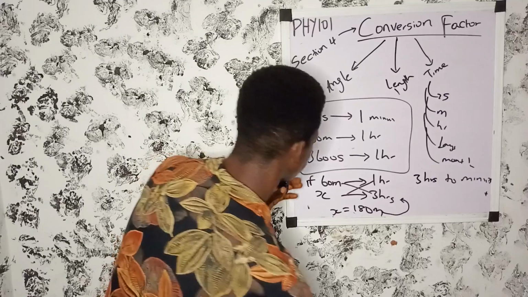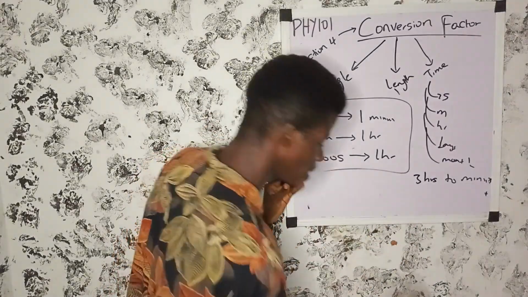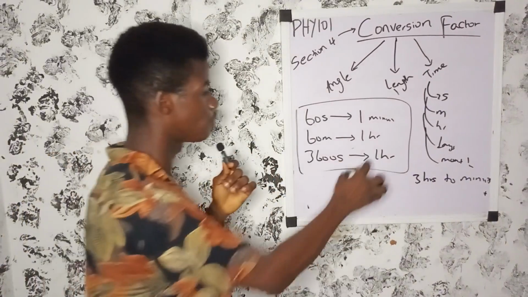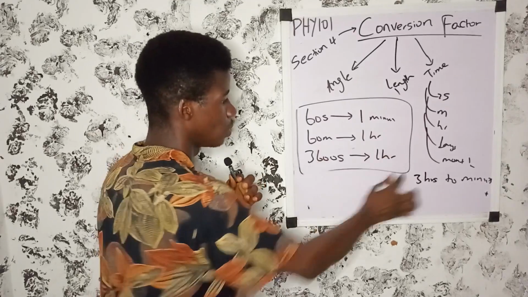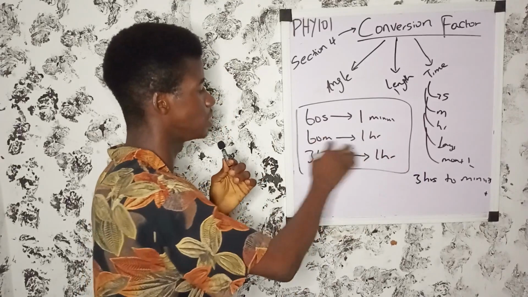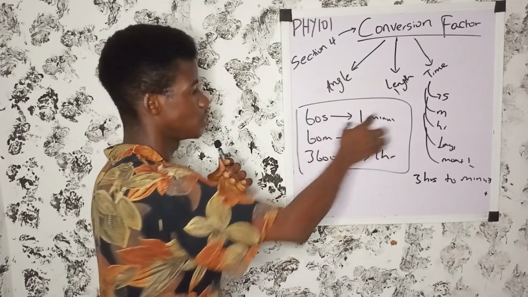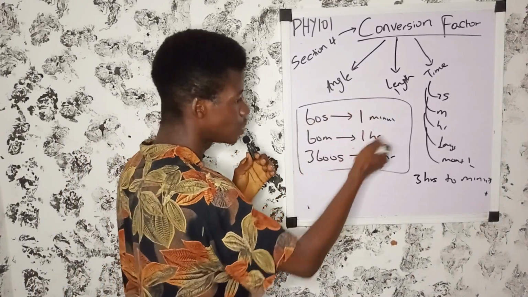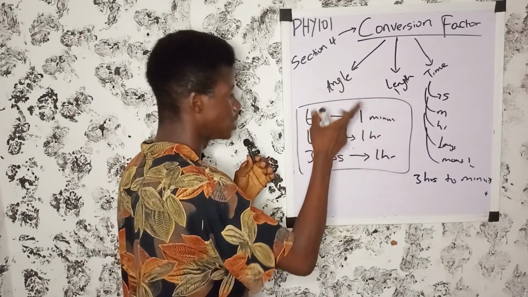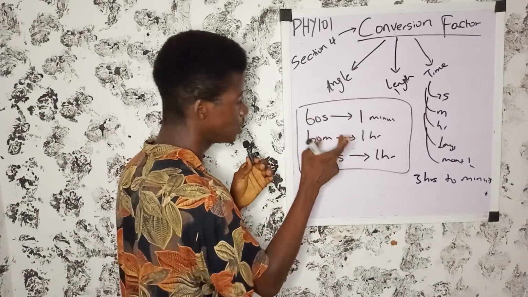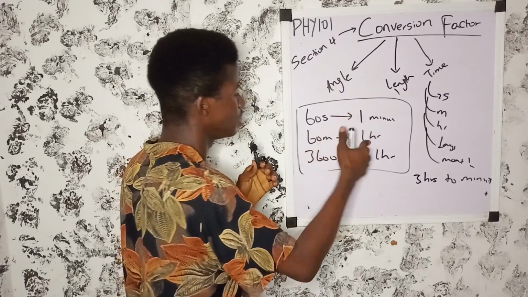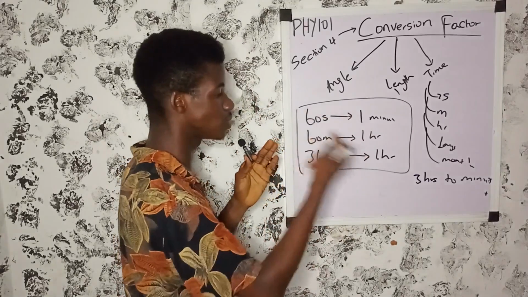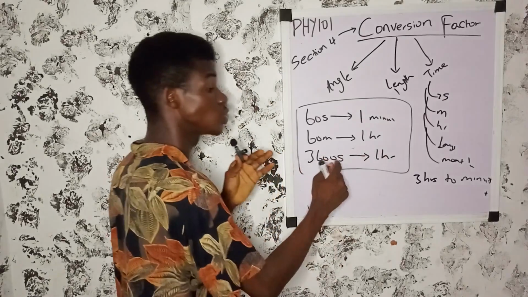Yes. They can ask you to convert from any of these. For example, they may ask you to convert from 1 hour to seconds. It's very easy. If it's to convert from hour to seconds, use this one. If it's to calculate from hour to minutes, use this one. If it's to calculate from minutes to seconds, use this one. And also the reverse. If they ask you to calculate from seconds to minutes, use this. If it's to calculate from minute to hour, use this. If it's to calculate from seconds to hour, use this. And if it's from hour to seconds, also use this.